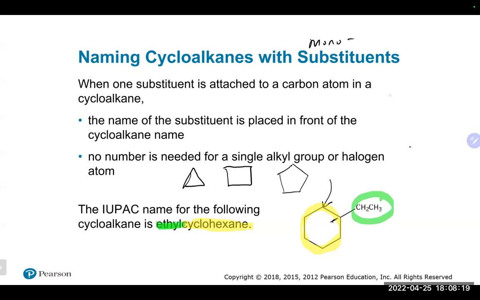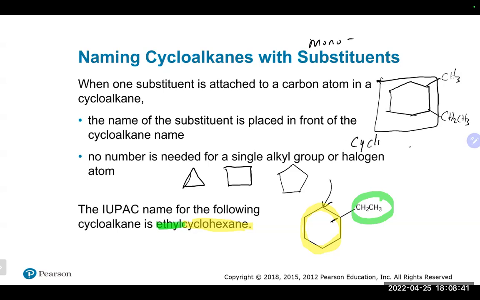So if you had something like this, where we have a methyl group, and we'll just throw down an ethyl group here. In this particular case, we would follow the same procedure. This is our longest carbon chain, which is the ring. It is still 6 carbons, which would be cyclohexane. We have now a methyl group, and we have an ethyl group.